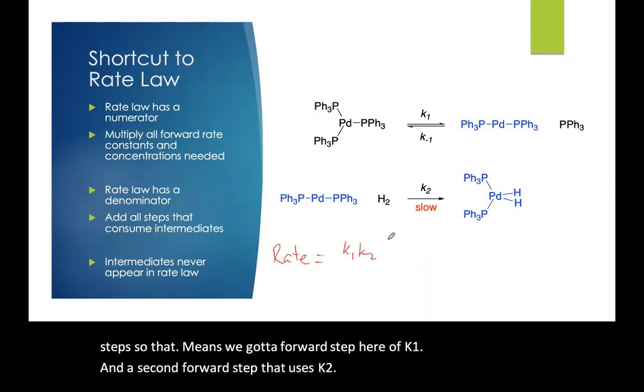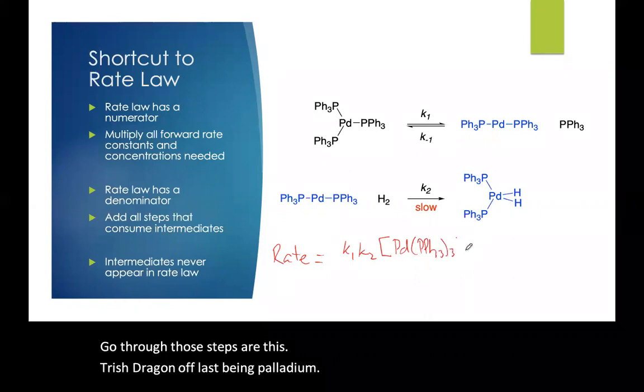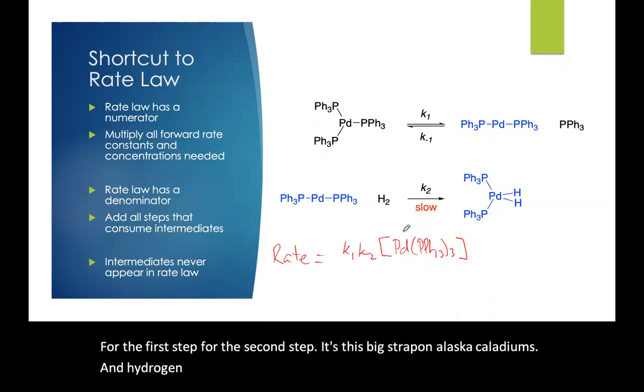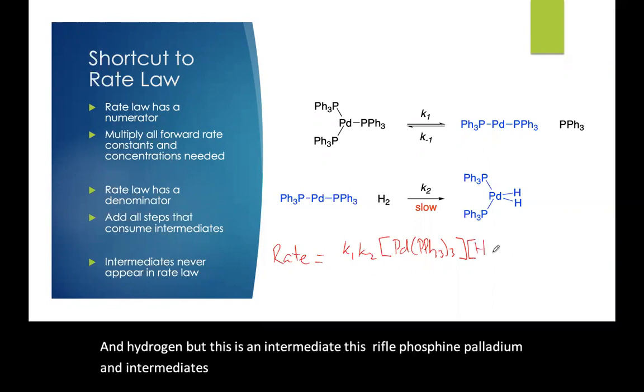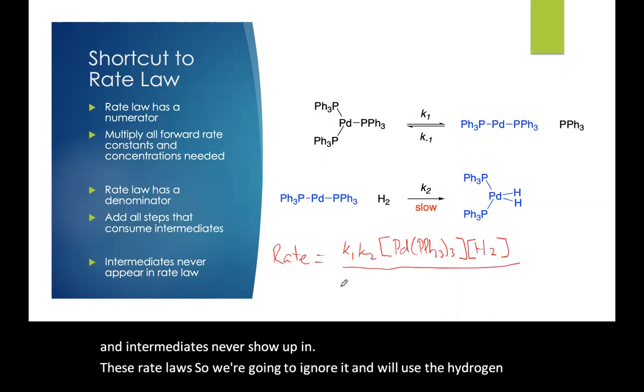And the species that we need to go through those steps are this tris-triphenylphosphine palladium for that first step. For the second step, it's this bis-triphenylphosphine palladium and hydrogen. But this is an intermediate, this bis-triphenylphosphine palladium. And intermediates never show up in these rate laws. So we're going to ignore it, and we'll use the hydrogen, but not the palladium intermediate.